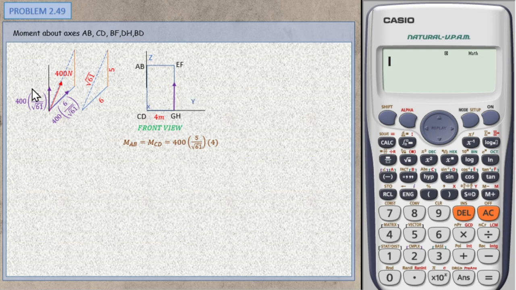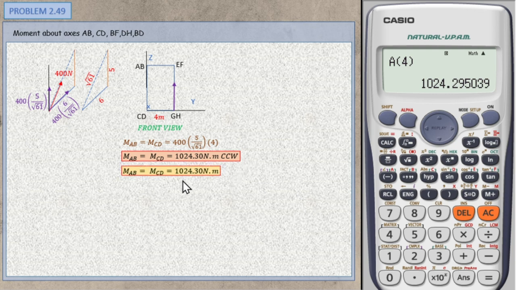So 400 times the quantity 5 over the square root of 61, our z component, multiplied by its perpendicular distance, 4 meters. I already stored our z component at A, and I will just multiply it by 4. So it will give me 1024.30 newton meter in counterclockwise direction. Counterclockwise, based on the right-hand rule, is a positive direction, so it will give us 1024.30 newton meter.